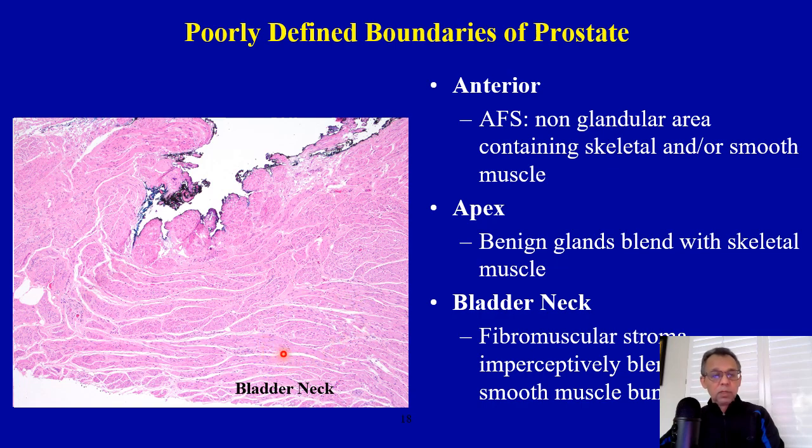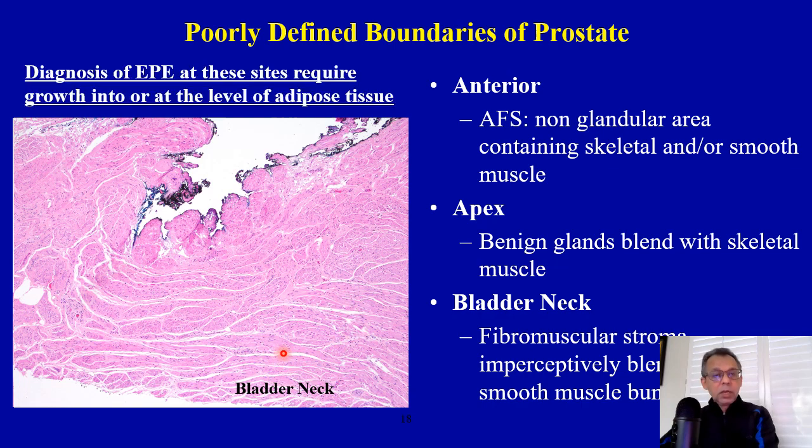So in these three particular sites, the diagnosis of extraprostatic extension requires growth of the tumor into or at the level of adipose tissue. Again, very, very important. You can call extraprostatic extension at these sites, but you require adipose tissue to make a more confident call of extraprostatic extension.